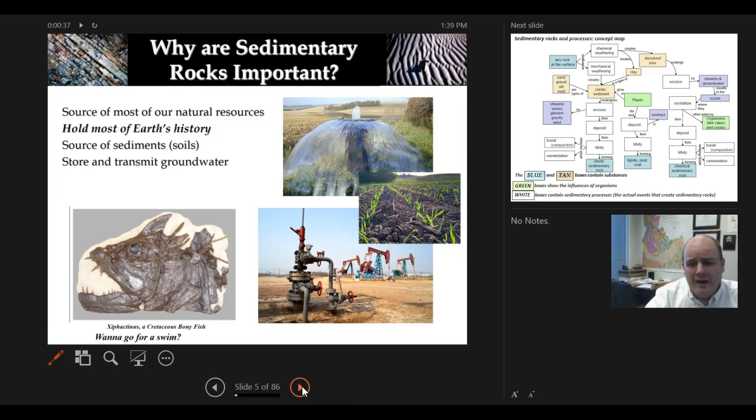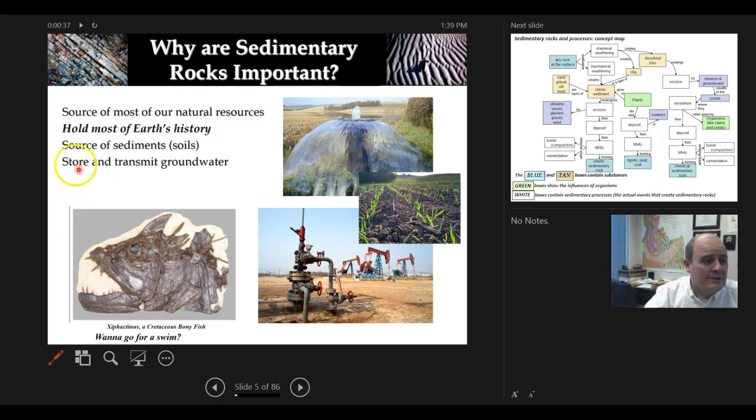Okay, so why else are sedimentary rocks important? Well, this is where we get a lot of our sedimentary resources, our natural resources. So oil, coal, natural gas all come from sedimentary rock deposits. And those are things that we burn as fossil fuels for our energy every single day. So it's important for us to understand how rocks are deposited so that we can understand these resources.